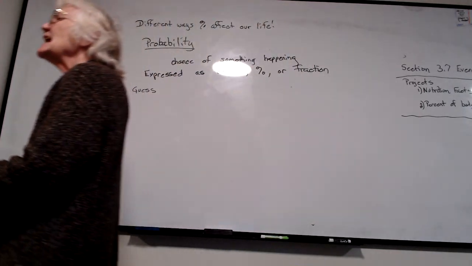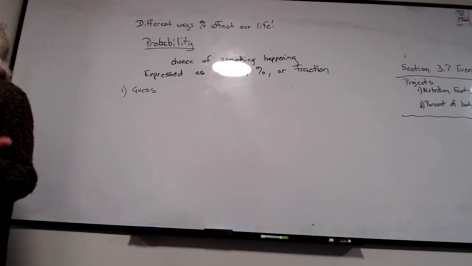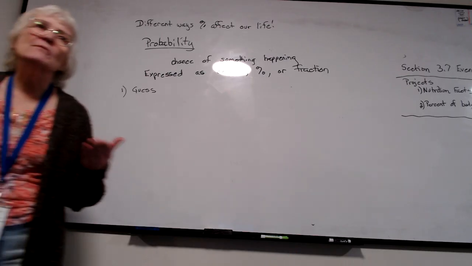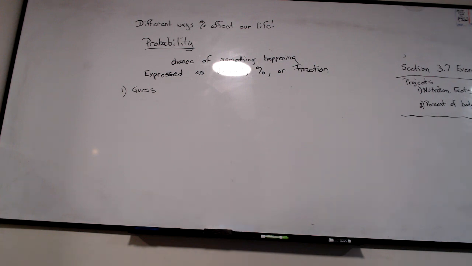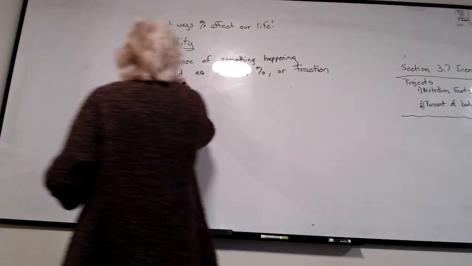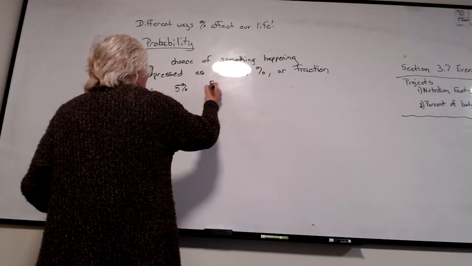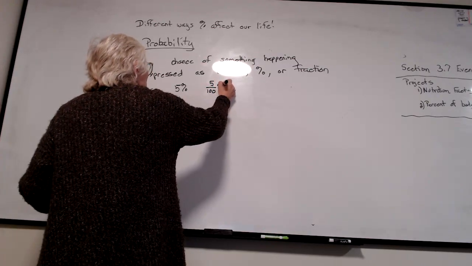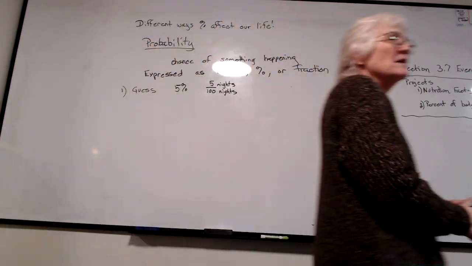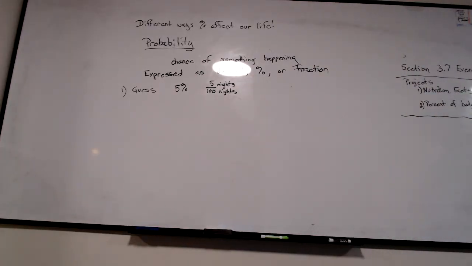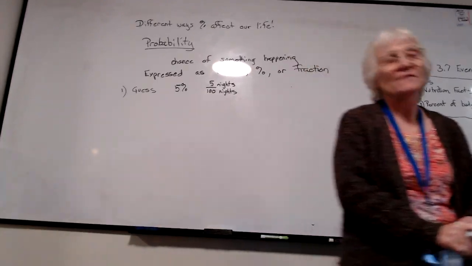Okay. So this is a guess. Some nights I'm sure you do go to bed by 11. There is some sort of probability that you may be in bed by 11. You might have a 5% probability, or as a fraction, 5 nights out of 100 nights you go to bed at 11 o'clock. Or 1 night out of 20. 1 out of 20 is the same as 5 out of 100.